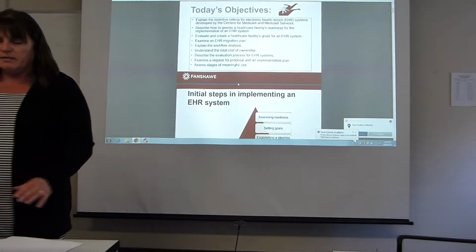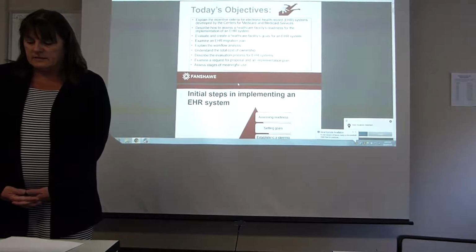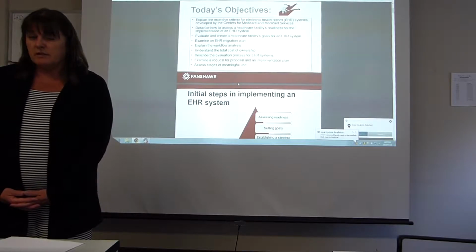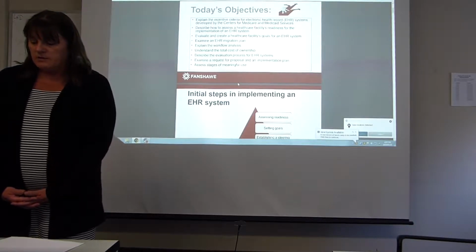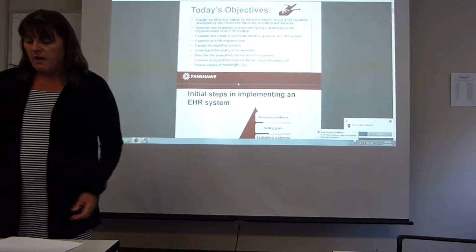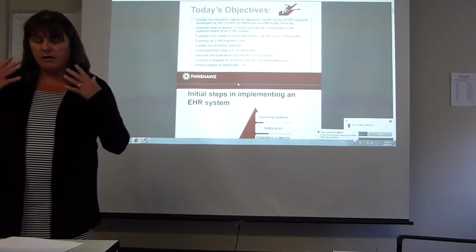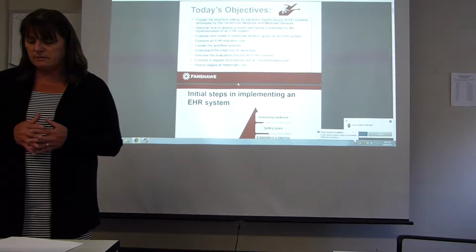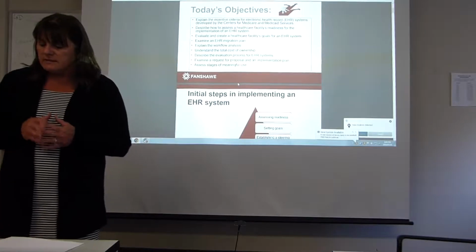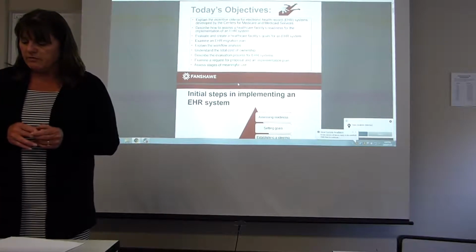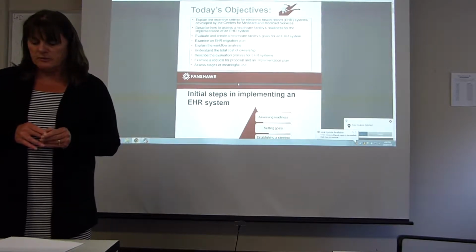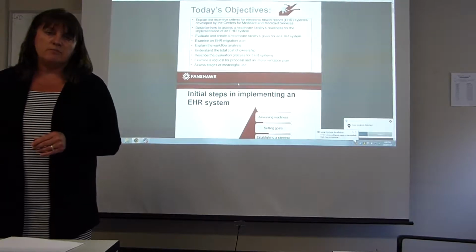Today's objectives are to explain the criteria for an electronic health record system developed by the Centers for Medicare and Medicaid Services. This is the content covered in Chapter 12 of your textbook. I'll describe how to assess a healthcare facility's readiness for implementation of electronic health record, how to evaluate and create a healthcare facility's goals for the EHR system, and how to examine a migration plan. We'll explain the workflow analysis, understand the cost of ownership of an electronic health record, the evaluation process, and the request for proposal and implementation plan. Finally, we'll assess the stages of meaningful use.